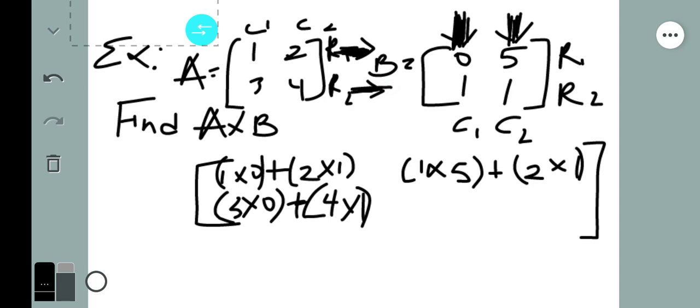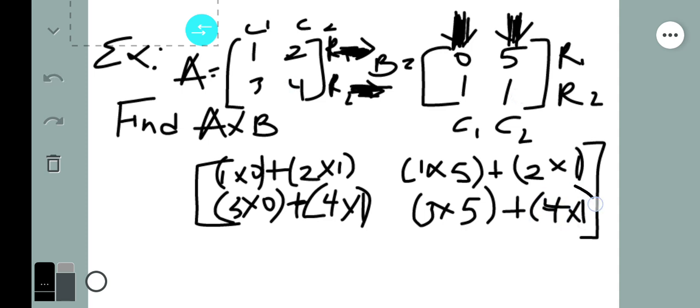So row 2 also multiplies column 2 to get the other side. That will be row 2, which is 3 and 4, multiplied by 5 and 1 again. That will be 3 times 5, this 3 times this 5, plus this 4 times 1. So that is how you multiply matrices together.